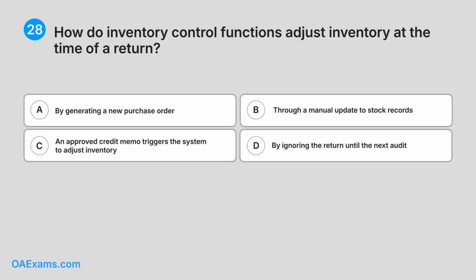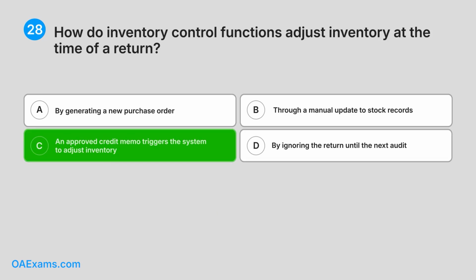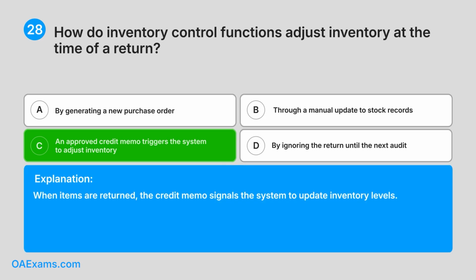Correct answer. C. An approved credit memo triggers the system to adjust inventory. Explanation. When items are returned, the credit memo signals the system to update inventory levels.